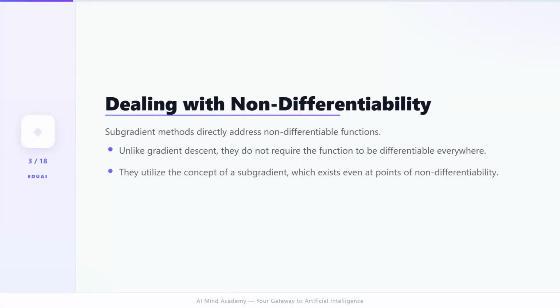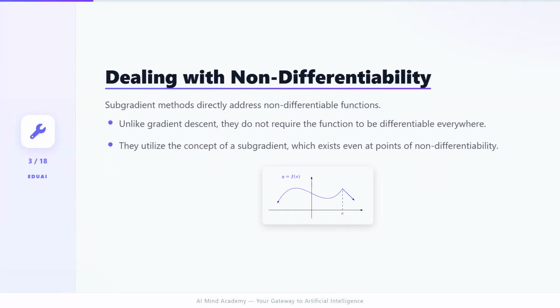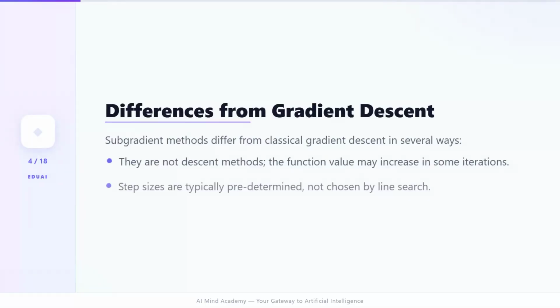A key advantage of subgradient methods is their ability to directly handle functions that are not differentiable at every point. Unlike standard gradient descent, these methods do not rely on the existence of a gradient everywhere. Instead, they employ the concept of a subgradient, which is defined even at points where the function is non-differentiable, enabling optimization to proceed.